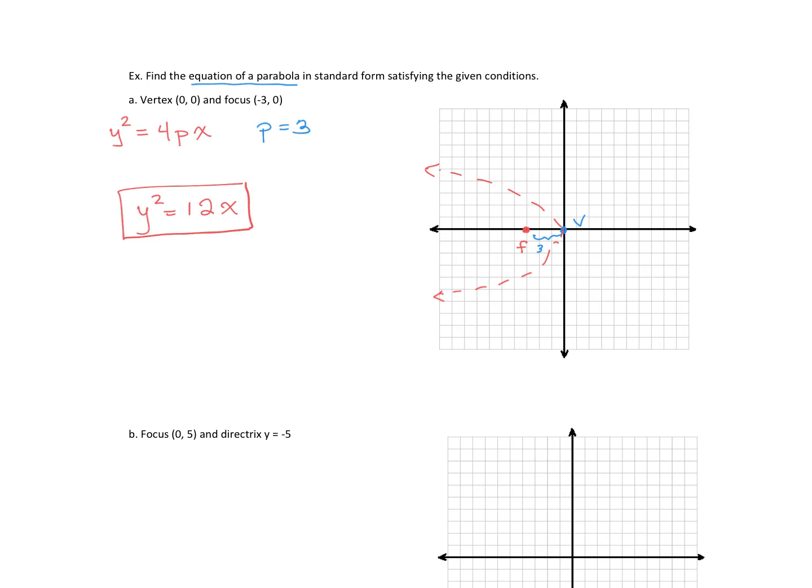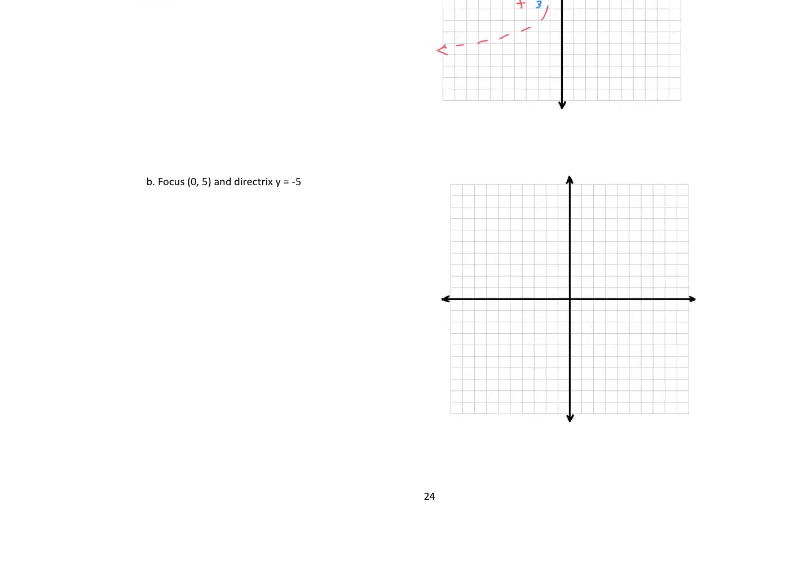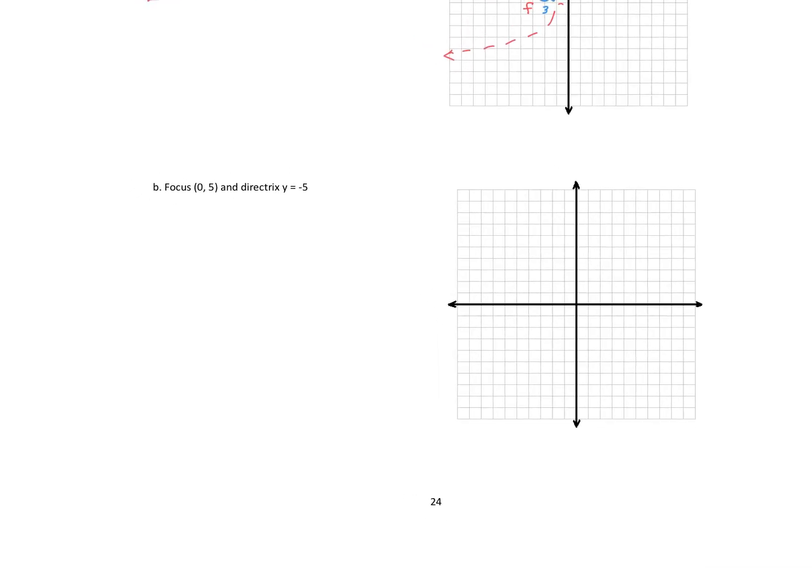Let's see if we can do that again with some different information. Let's say we have a focus of 0, 5 here, and our directrix y equals negative 5 back here. Well, since our vertex has to be the same distance from those two, we can see that our vertex here is 0, 0.